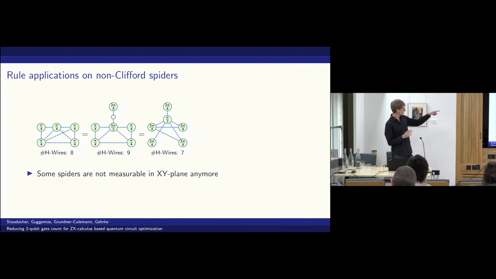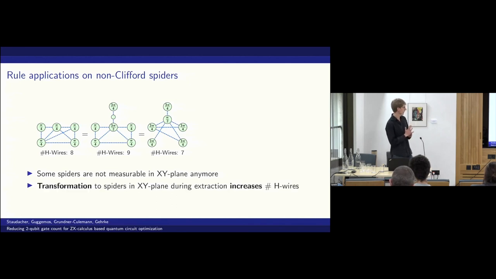This indeed would be a spider measured in XZ plane, so the pi over 2 in the middle. And when extracting a circuit back from this diagram, we would actually need some additional transformation. So we would apply local complementation back on this spider, and this would indeed again increase the amount of Hadamard wires. So that's probably not what we want.